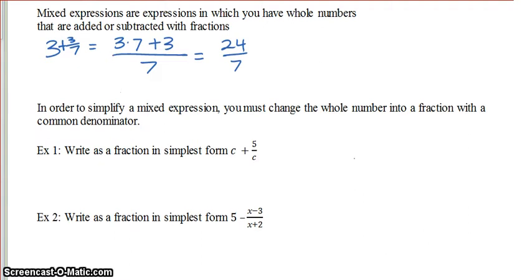So it says, in order to simplify a mixed expression, you must change the whole number into a fraction with a common denominator. So again, you can make it a common denominator by thinking, oh, well, c over 1, and then you need to have that common denominator of whatever's left, which would be c. So you'd multiply the top and bottom by c. Or we can kind of use our little trick. Again, you'll get the same answer both ways, but this is a little bit faster. We can think of it as c times c, so we'll put c times c, and then we have to add 5, divided by c. So then we get c squared plus 5 over c. It's the same idea that we did up here with numbers, but we're using those variables.